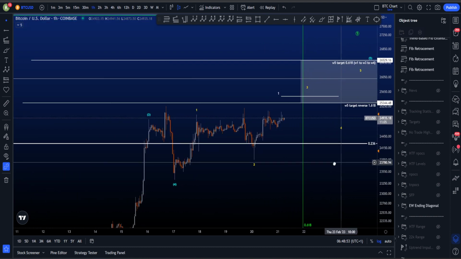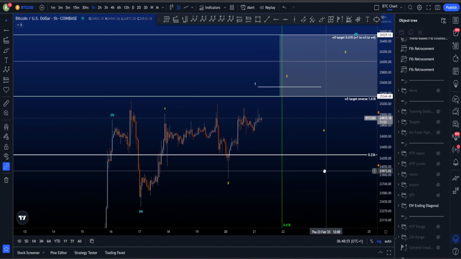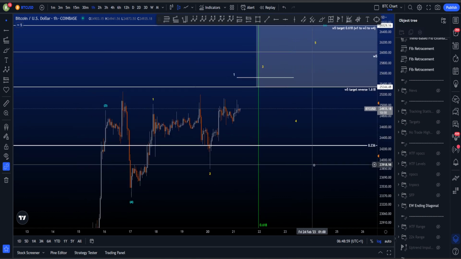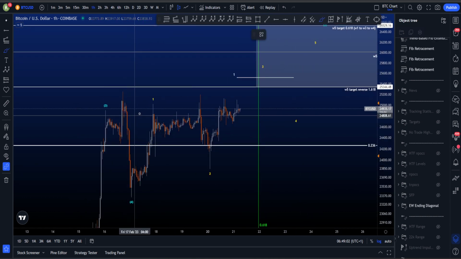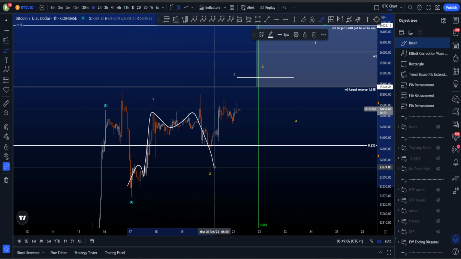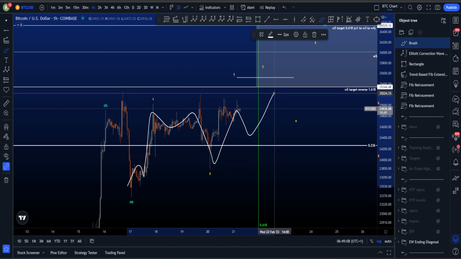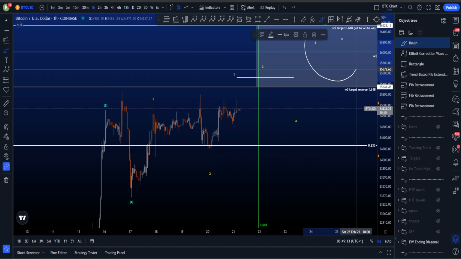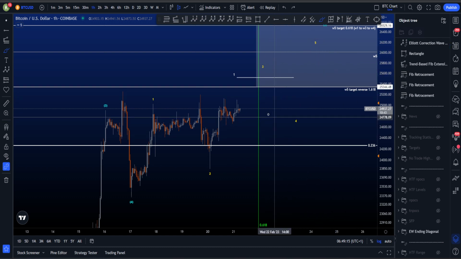So my current idea is still that this can be an ending diagonal, which would make sense time-wise. So that means that this would be a wave 1, this would be a wave 2, then this is going to be a wave 3, then we have a wave 4, and then we have a wave 5 going into this wide target area box that I have at the moment.